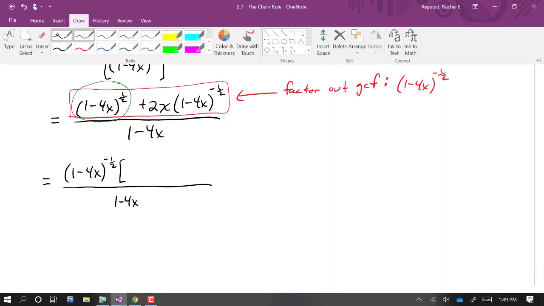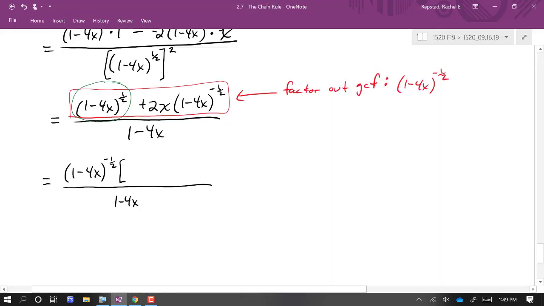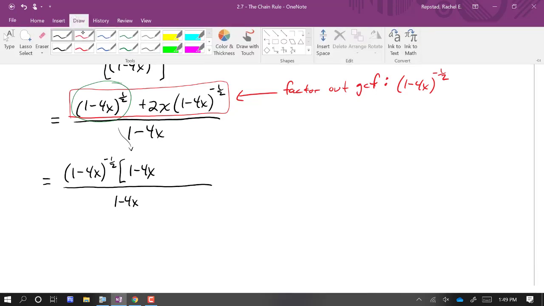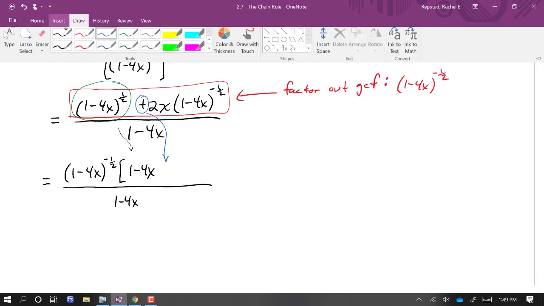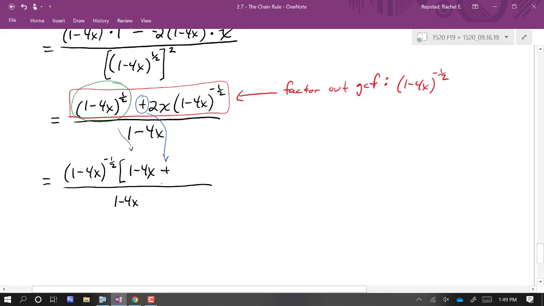So what do we need in the first term? 1 minus 4x, just to the first power? Yep. And then we bring down the plus in this case. And what goes in the next spot? Plus 2x, because I took out the negative 1/2 power, and that is the negative 1/2 power that we have here. And so I've already got that.